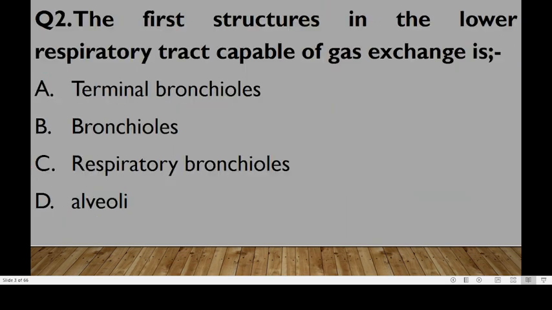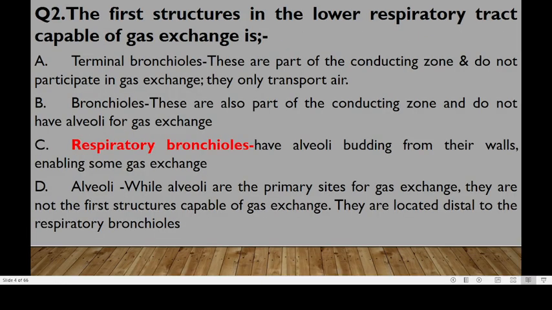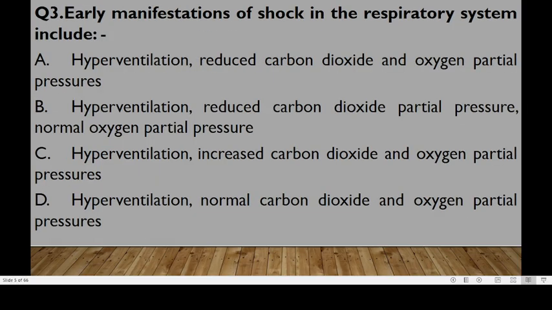Number two, the first structures in the lower respiratory tract capable of gaseous exchange. Looking at the options, C is the best one, respiratory bronchioles, because these normally have alveoli budding from their walls, and this normally enables gas exchange.